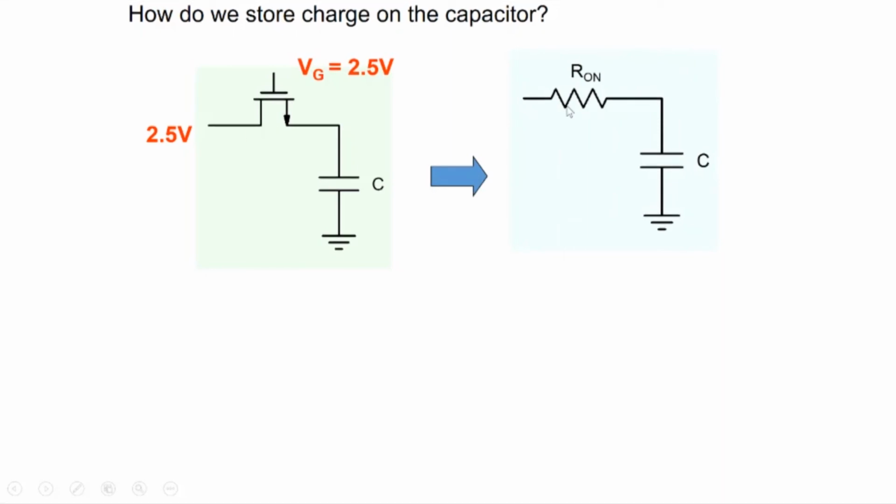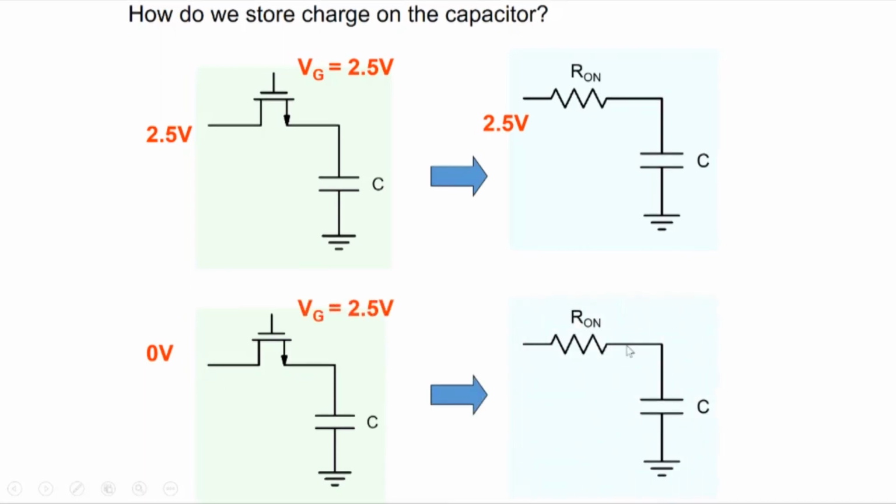So the MOSFET acts like a resistance, and if I give it sufficient time, the 2.5 volts will charge the capacitor here, and I will get 2.5 volts here. On the other hand, if I apply 0 here, no matter what was stored on the capacitor before, if there was 0 earlier, nothing will happen. 0 will go through. If on the other hand 5 volts or 2.5 volts was stored here, the capacitor would discharge, and eventually 0 volts would be stored here.